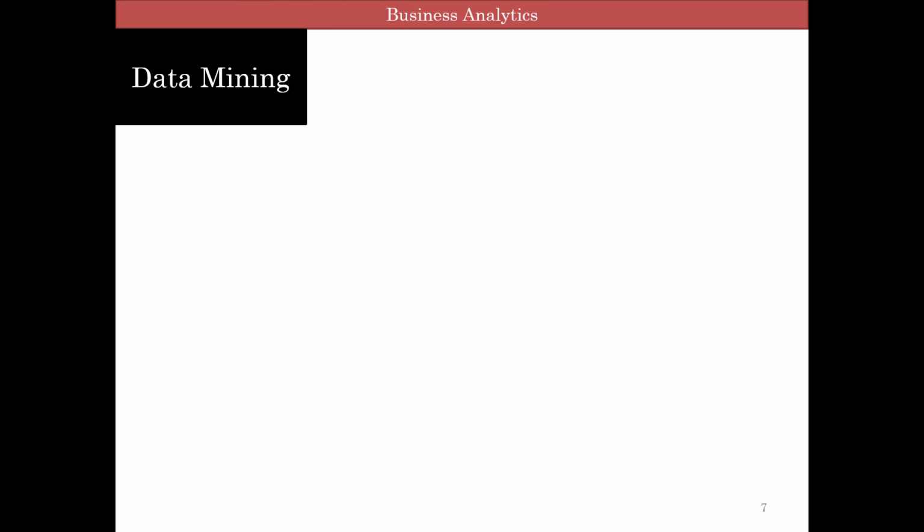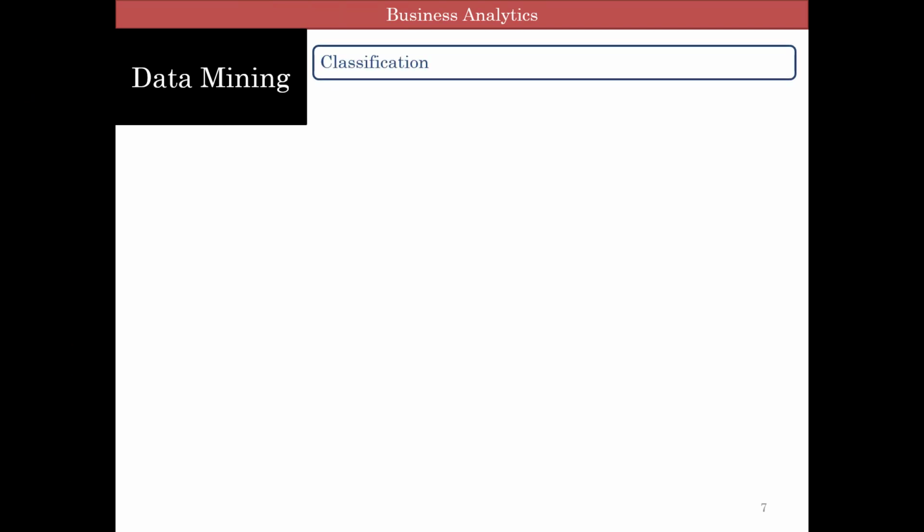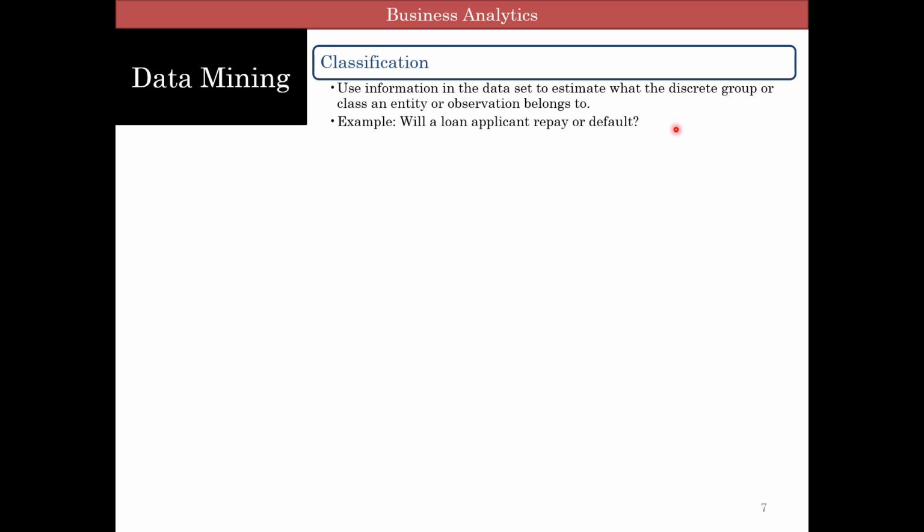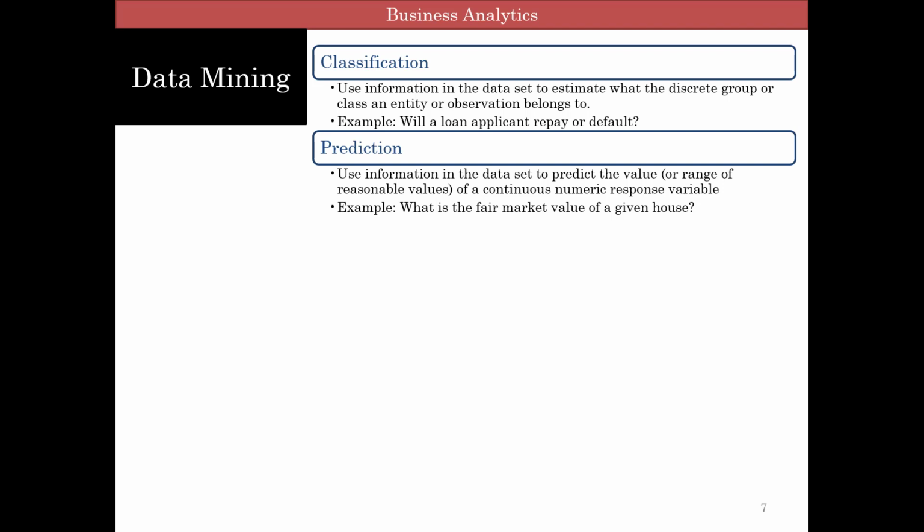Okay, so for data mining after exploration and transformation, we shall be looking at classification, which is using information in data to estimate what discrete group or class an entity or observation belongs to. For example, will a loan applicant repay or default? And remember, we talked about logistic regression, binary logistic regression. That falls under this. Then there is prediction. You've already done regression, which is a prediction. What is the fair market value of a given house? And you're going to do a lot more prediction.